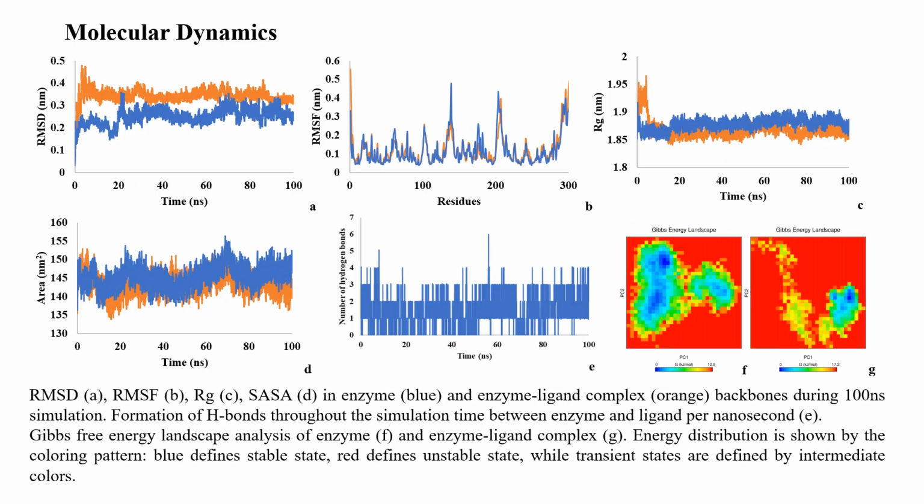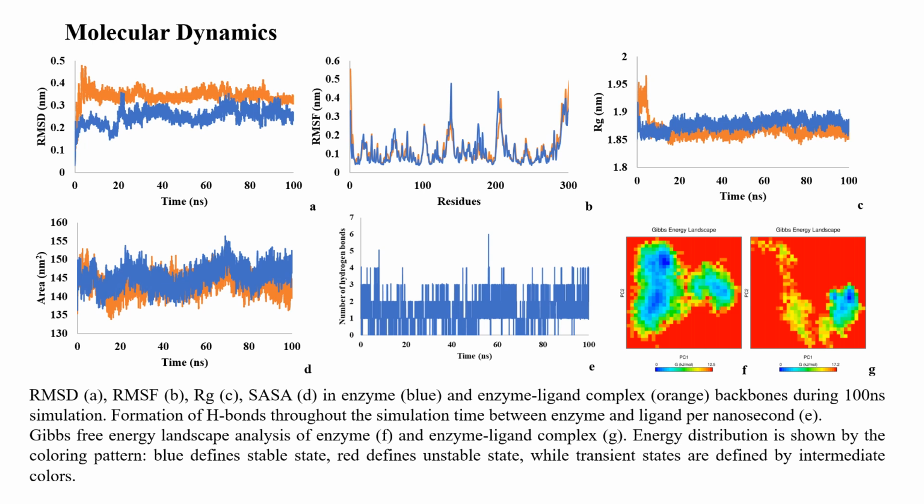To dig deeper, we ran 100 nanosecond molecular dynamic simulation on both unbound enzyme and the enzyme-ligand complex. The RMSD and RMSF analysis showed that the structures were stable throughout the simulation and the enzyme maintained acceptable fluctuations of amino acids, nothing unexpected.